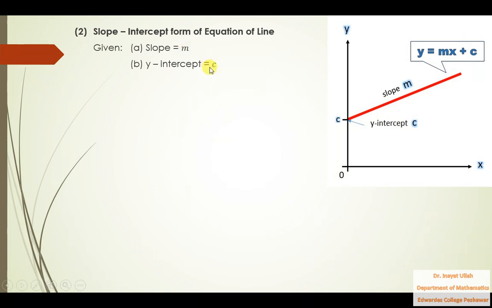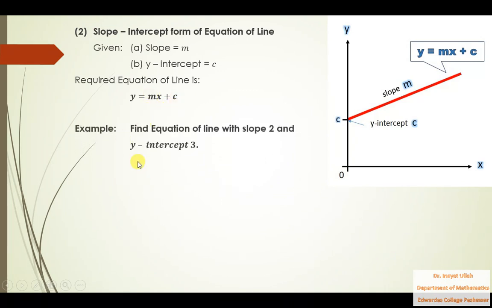Whenever these two values are given to you, then the required equation of line will be y is equal to mx plus c. You just need to replace m by its own value, and replace c by its own value. Just replace these two things, m and c, to find the equation of the line. That is a very simple equation. You just need these two values.